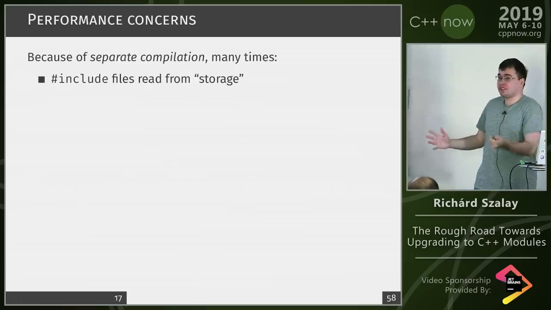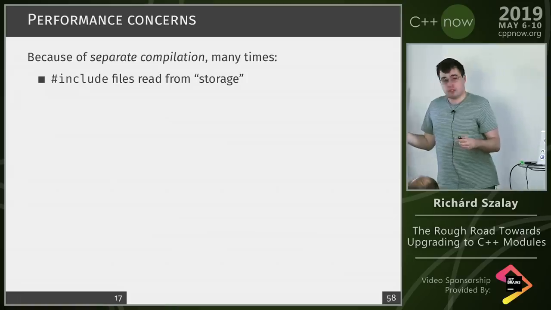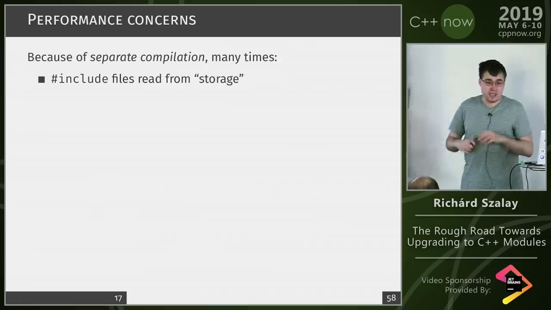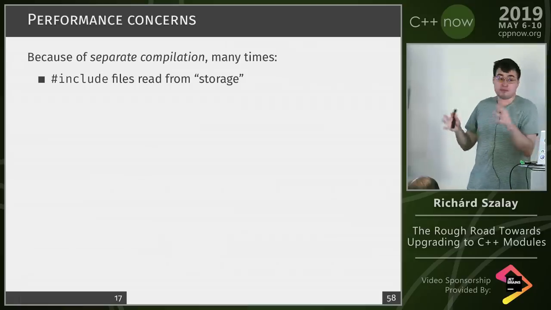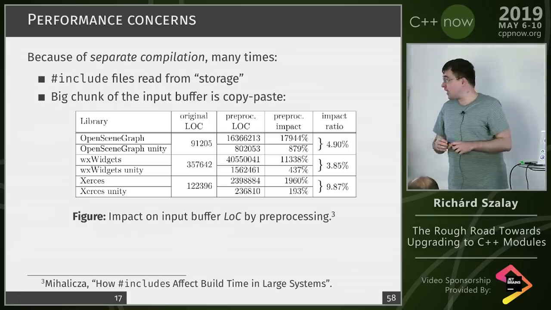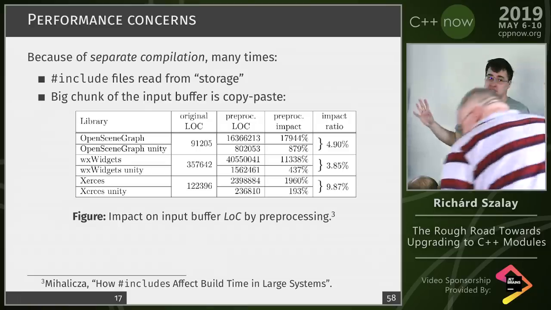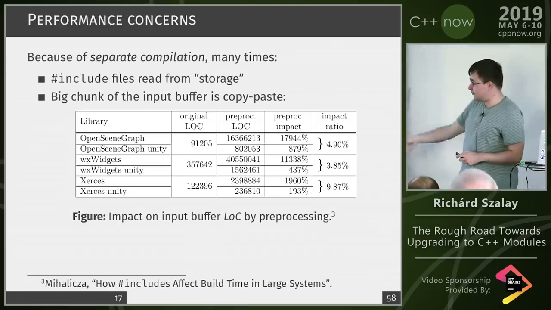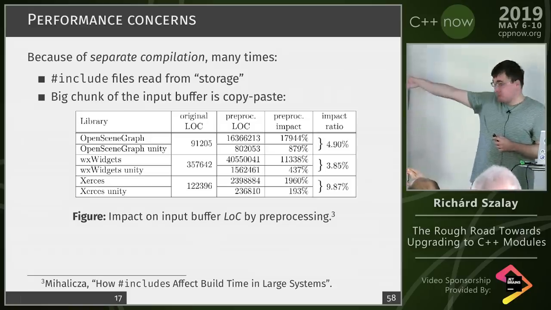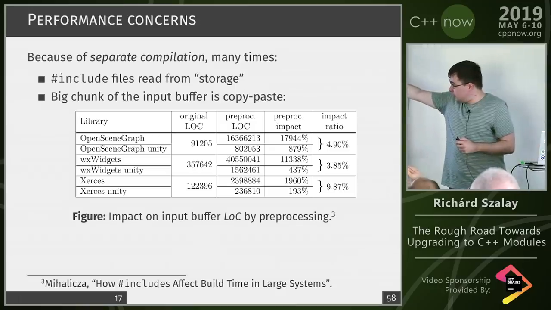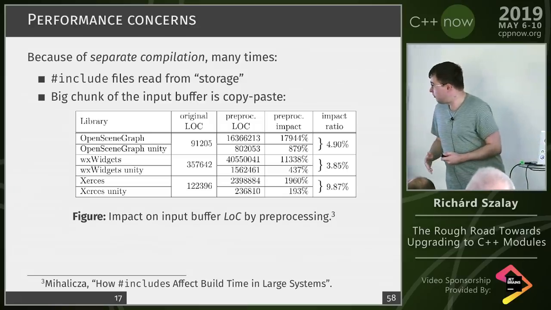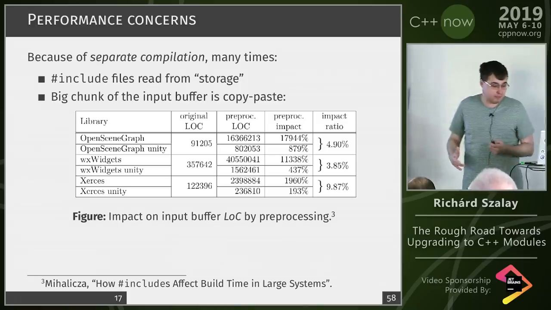And, well, it was researched many times before. The issue is that due to separate translations, the compilers don't know about each other. They might not run on the same machine, even if you have a distributed system. And every compilation has to read from some sort of storage your included files. Previous research has shown that in many projects, a very significant chunk of the input buffer is basically copy-paste. So here's an example from the doctoral dissertation of another student of my supervisor. This is only about the preprocessor, but the finding is that if they put the code into a Unity build, the lines the preprocessor had to load went down by 90%.